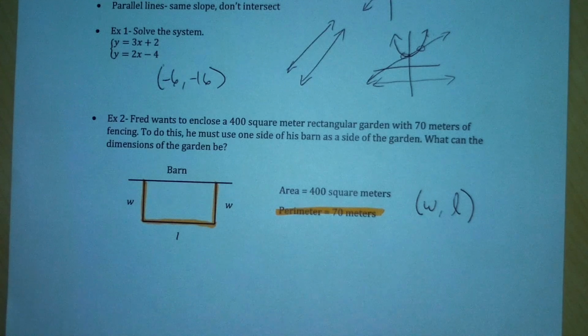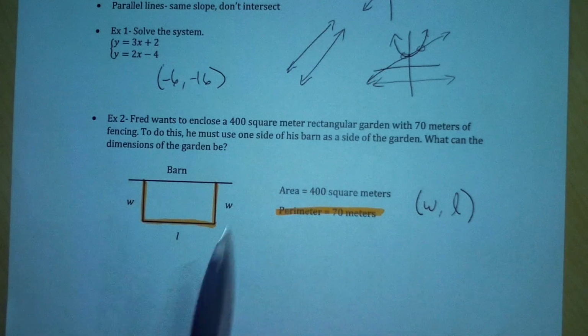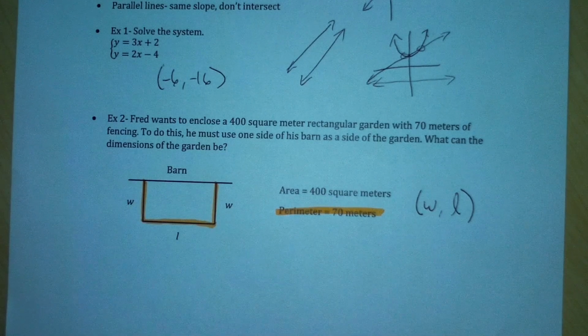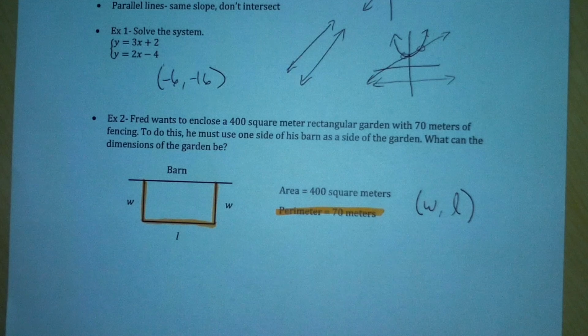Now area, how do we find area? Length times width. So we know our area is supposed to be 400, and area comes from length times width. And even though we don't have that side there, the area would still be the same. And then, like I was saying before, the reason I established that one of these was the X and one of those was the Y. So when we go to type this in our calculator, what are we going to want to solve for? What letter?